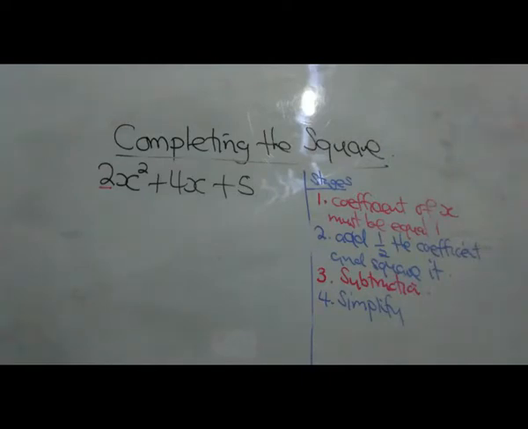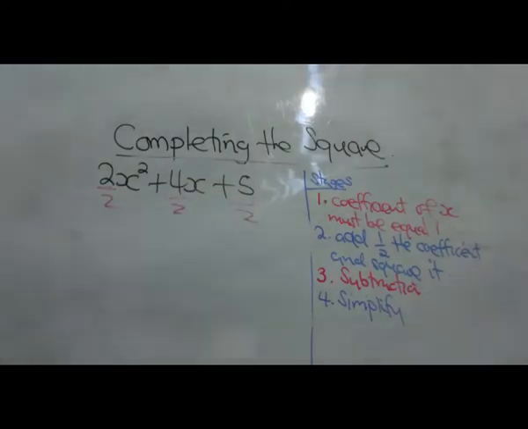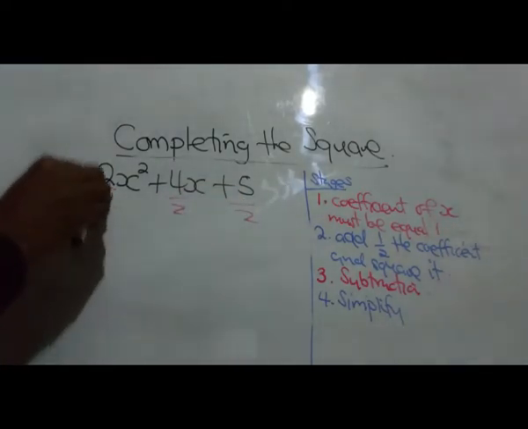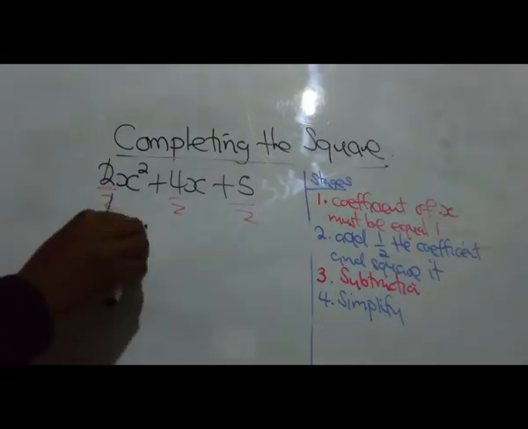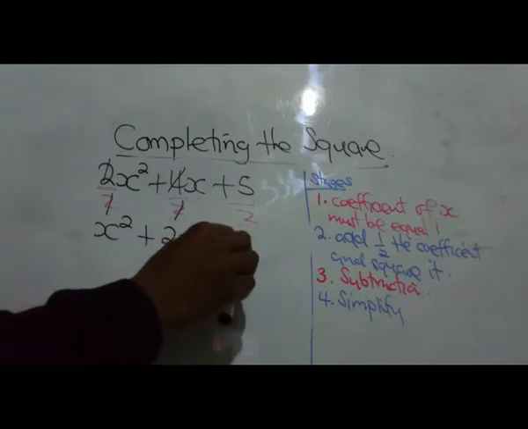Remember the conditions: stage 1 says you have to make sure that the coefficient of x must be equal to 1. This is what we want to ensure. So we divide throughout by 2, in each term. We end up having x squared, plus 2 into 4 gives us 2x, and this one we just leave as an improper fraction.